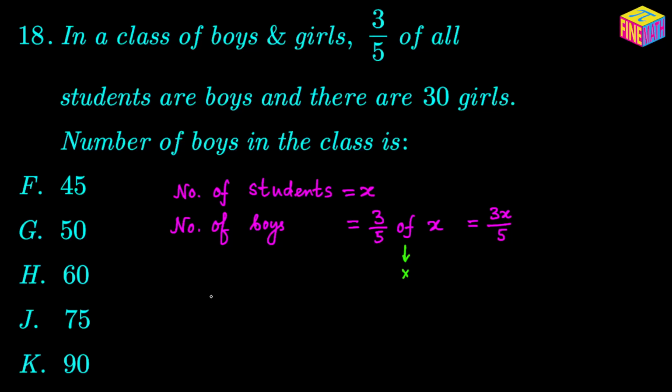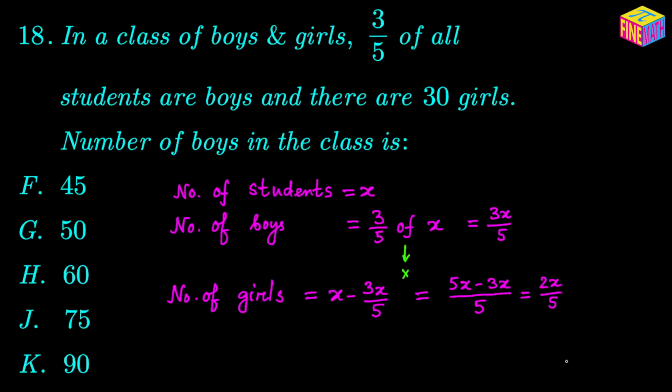So how many girls do we have in the class then? Now that we know the total number of students, which is X, and total number of boys, which is 3X over 5, can we find out how many girls we have in terms of X? That would be equal to total number of students minus the number of boys. Think about it. If we are trying to find out the number of girls, that would be total students minus the number of boys, and this is going to give us 2x over 5.